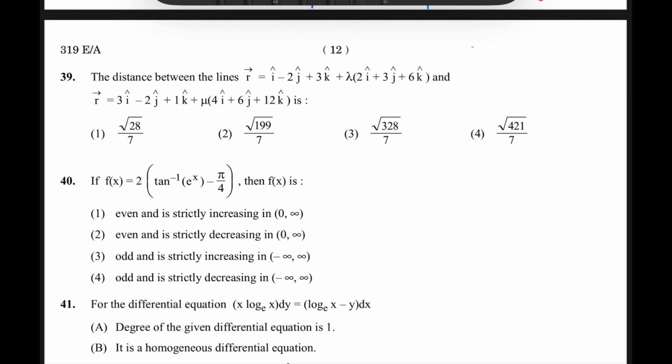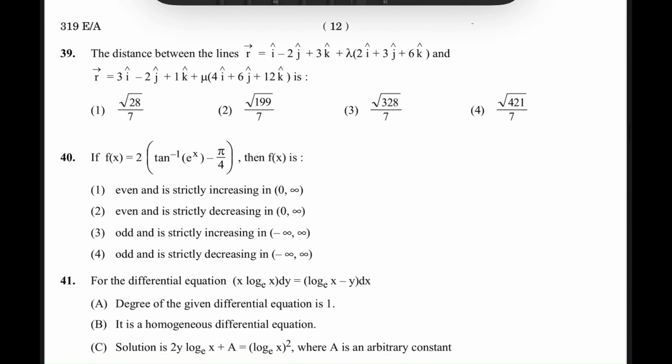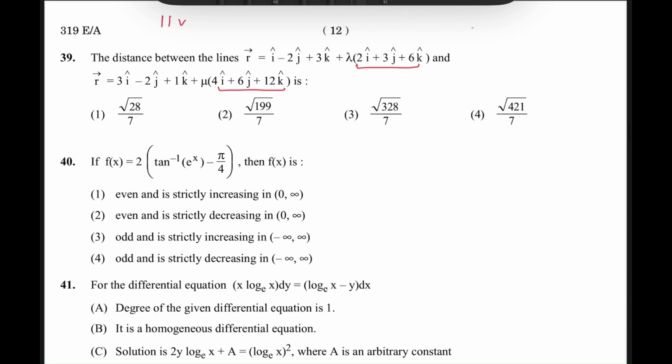Let's move to question number 39. It says the distance between these two lines. Just notice that these two lines are parallel because the ratios 2 upon 4, 3 upon 6, 6 upon 12 are proportional, right? So these two vectors are parallel. So this vector and this vector are parallel. That means the lines are parallel, right?